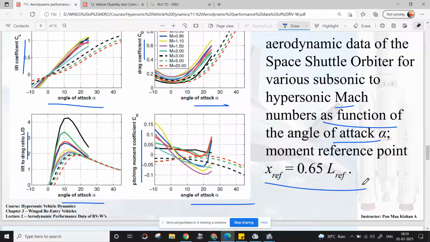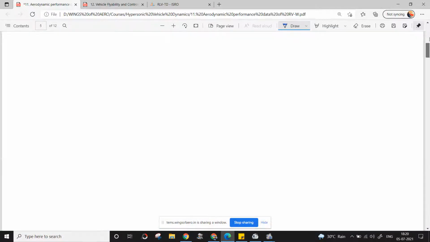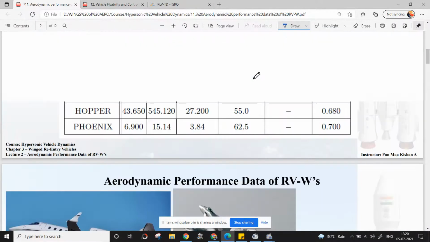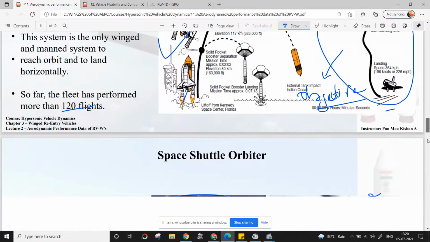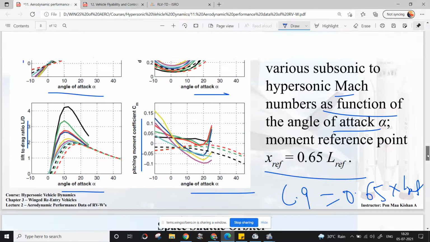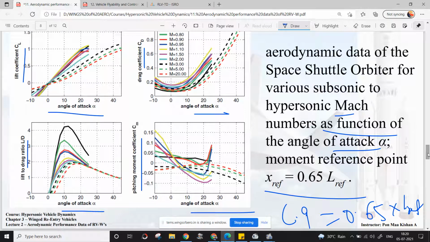The reference they have taken, that is X reference, indicates the center of gravity position. Center of gravity position is 0.65 times the length of the vehicle. L reference is the length of the vehicle. We have seen that in the first slide of the previous session, depending upon the location. So you have to identify the location also, right? Location of center of gravity is very important in designing a vehicle. Dimensions and weight factors are the preliminary important things when we are designing a new vehicle.